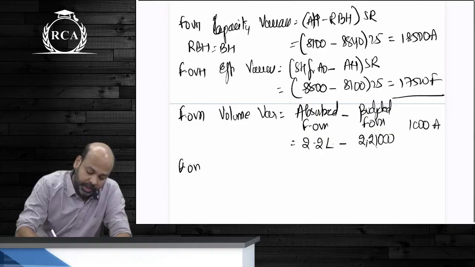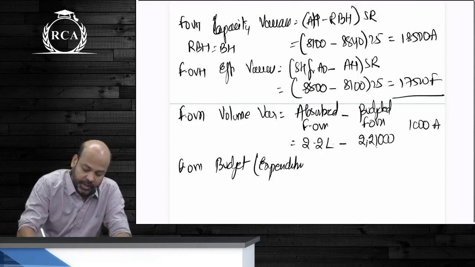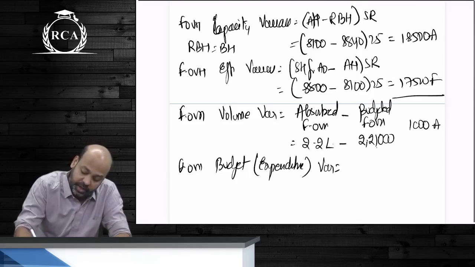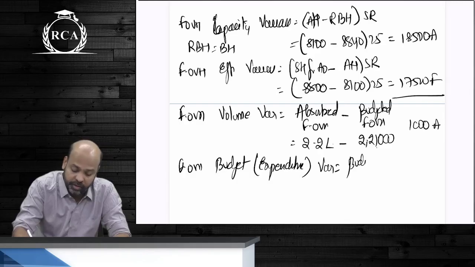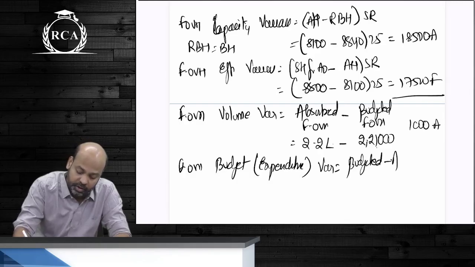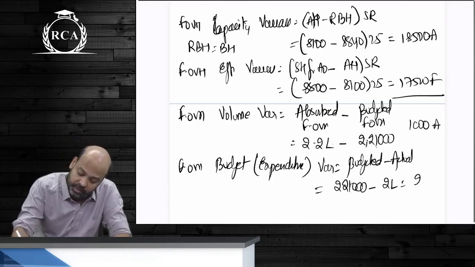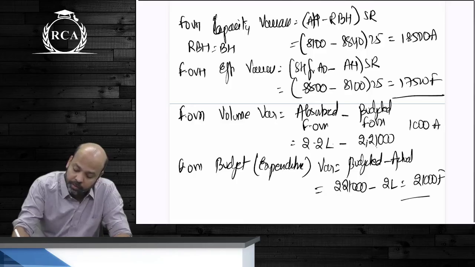Fixed overhead budget variance, guys, meaning expenditure variance. This fixed overhead expenditure variance, guys, will be equal to budgeted fixed overheads minus actual fixed overheads. Budgeted fixed overheads were 2,21,000. Actual fixed overheads are 2 lakhs. So this will be equal to 21,000 favorable. All put together, 20,000 favorable.